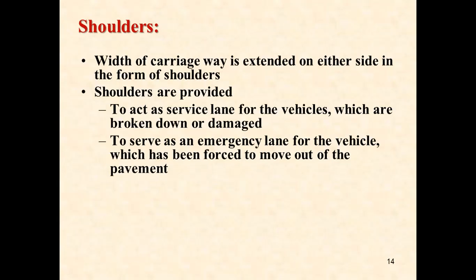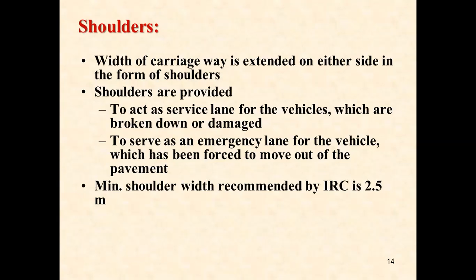Then the shoulder serves as an emergency lane for a vehicle which has been forced to move out of the pavement, and we also utilize the shoulder for overtaking operations. The minimum shoulder width recommended by the Indian Roads Congress is 2.5 meters. We already discussed that the width of the carriageway for a single lane road is 3.8 meters, and for a two lane road it is 7.7 meters. In a similar way, the Indian Roads Congress gives the specification that the width of the shoulder is 2.5 meters.